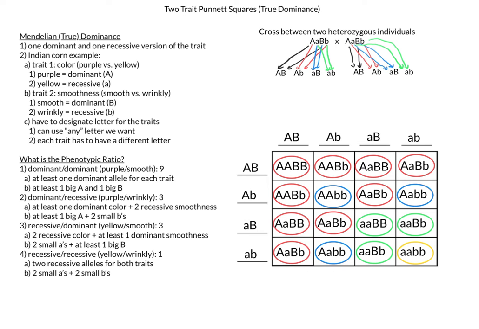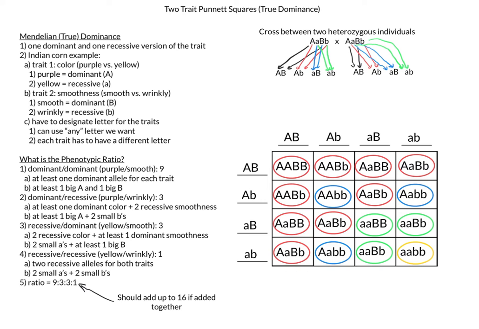This means that the overall phenotypic ratio for this cross would be 9 to 3 to 3 to 1. A good rule of thumb to making sure that you accounted for all the individuals in the cross is that the numbers combined should add up to 16, since there are 16 boxes in the cross.